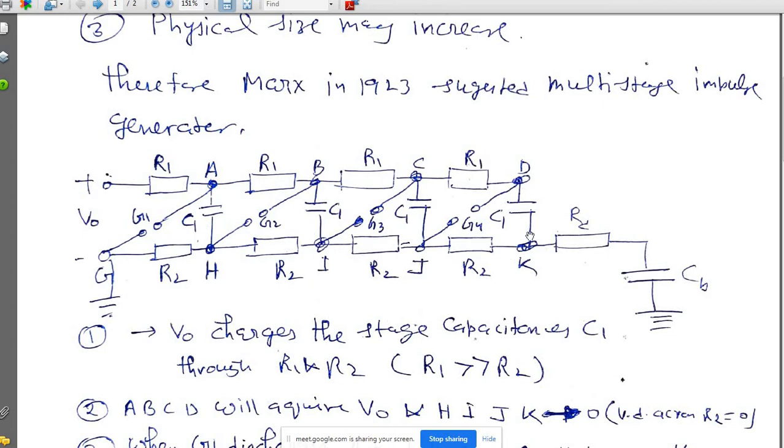And in the fourth block, C1 and R2 become parallel because they become joined.